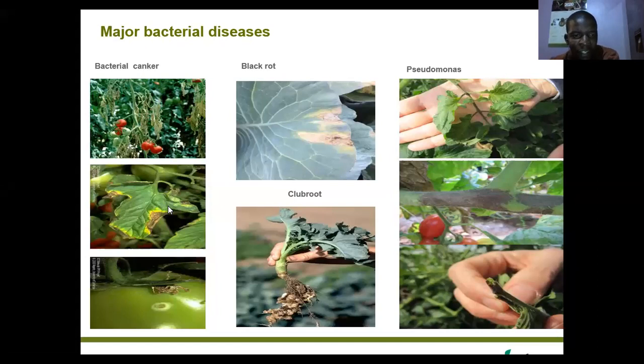Okay. Then from there, we also have what we call black rot, which is common in cabbage. Most people think black rot is a fungal infection, but it is a bacterial infection. That's the reason why a lot of farmers fail to control it, because they usually use fungicides to control black rot.